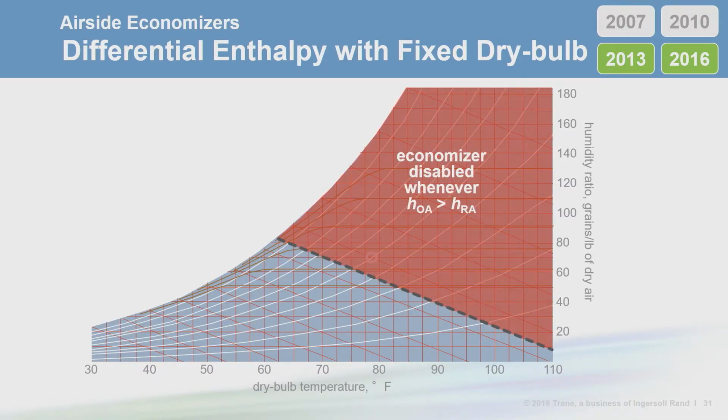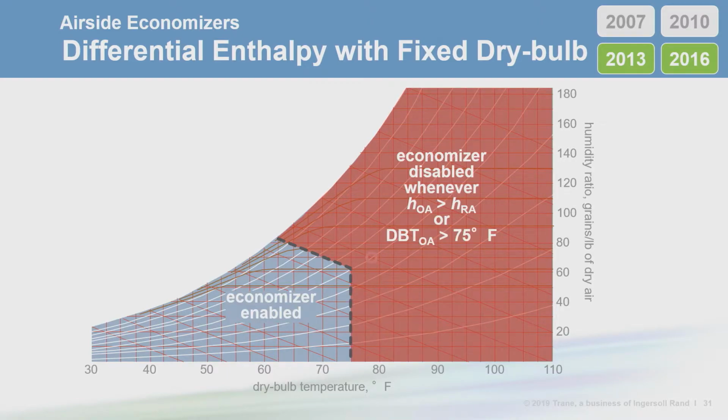So, whenever the enthalpy is greater than the return air enthalpy, 25.5 BTUs per pound in this example, the mechanical refrigeration system is operating. And whenever the outdoor air temperature exceeds 75 degrees, the mechanical refrigeration system handles the load.